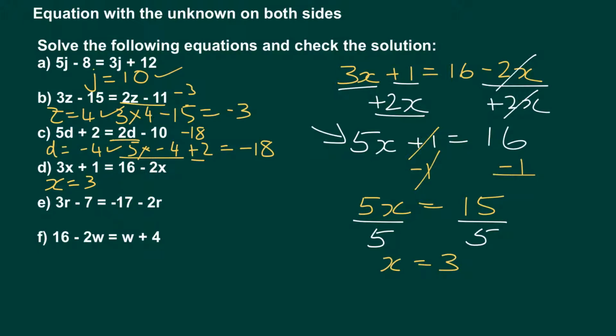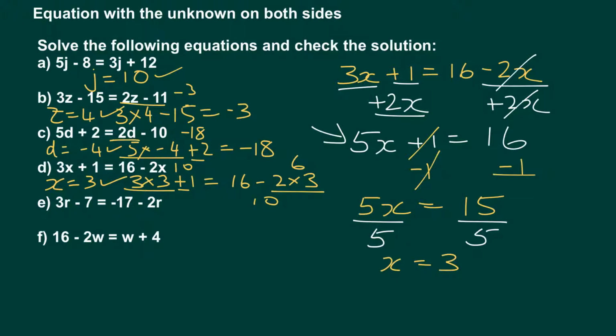We can double check that. We have to go 3 times 3 plus 1 for the left-hand side. So 3 times 3 is 9, plus 1 is 10. Then we have 16 minus 2 times 3. 2 times 3 is simply 6, and 16 minus 6 gives us 10. So we know that x equals 3 is the correct answer.